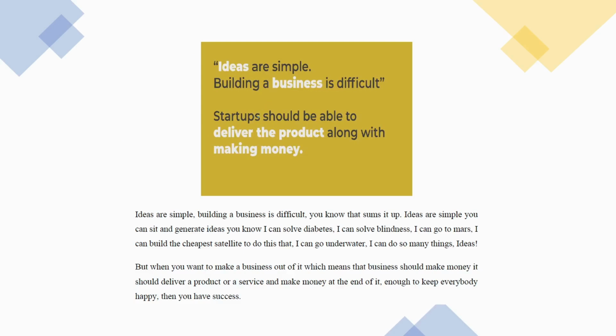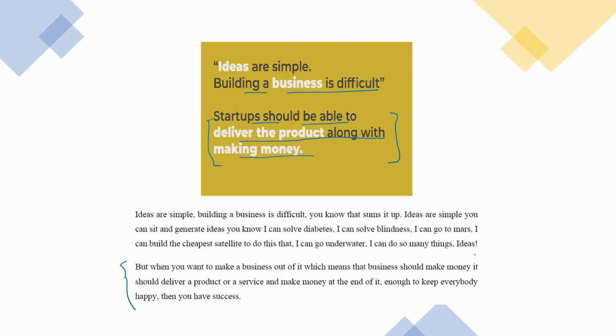Okay. So the content here says that ideas are simple, building a business is difficult. Startups should be able to deliver the product along with making money. Right. So why do you think making money is important while delivering the product? Anyone who would want to answer? If you want to type in, you can also use the type feature of the Gmeet, or if you want to speak up, you can please unmute and speak. To sustain ourselves. Very correct, very good.